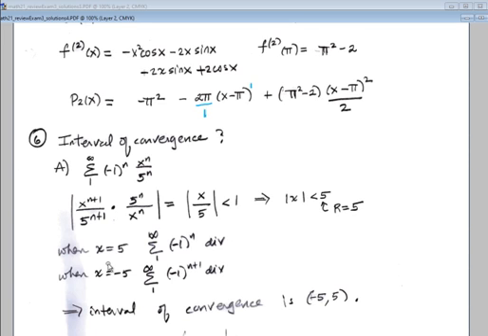But what about the endpoints? What about 5 and minus 5? Well, when we have 5, minus 1 to the n diverges, and minus 5, that also diverges.